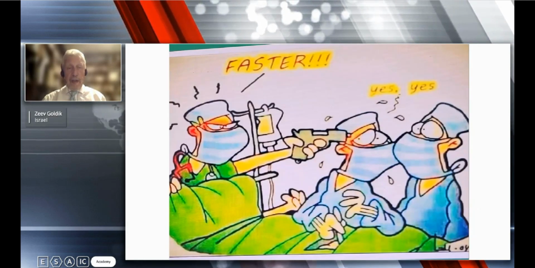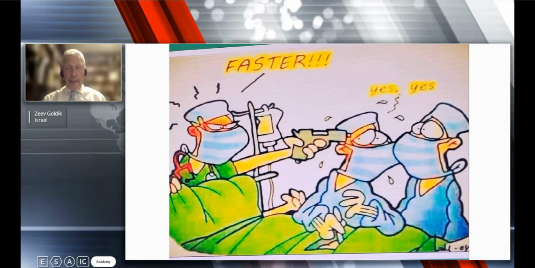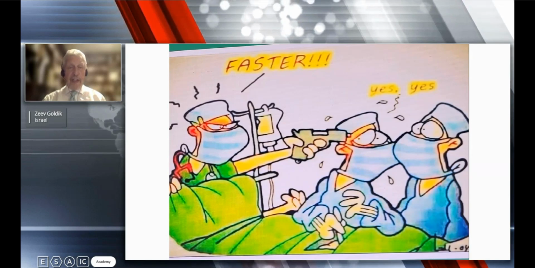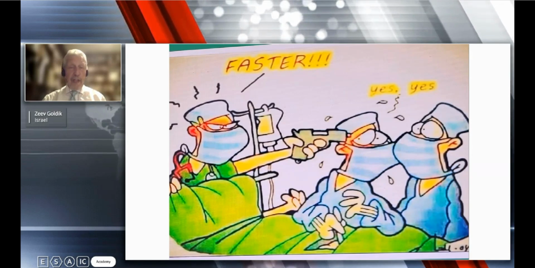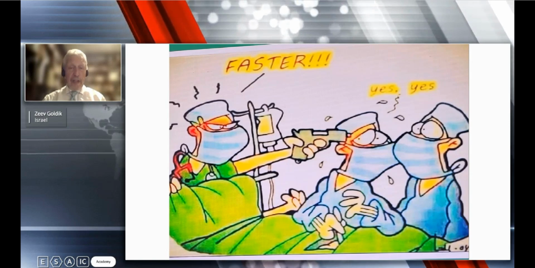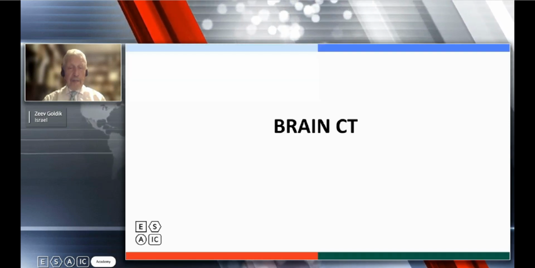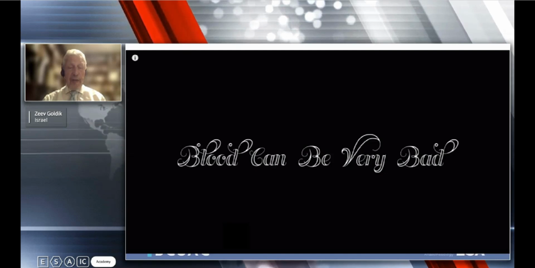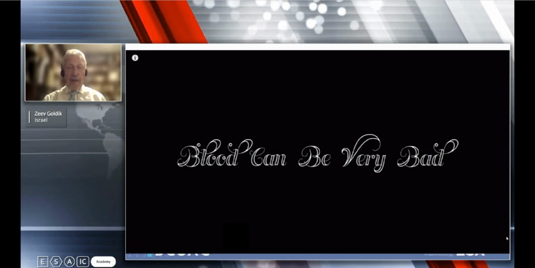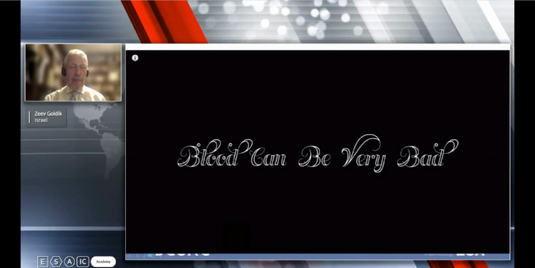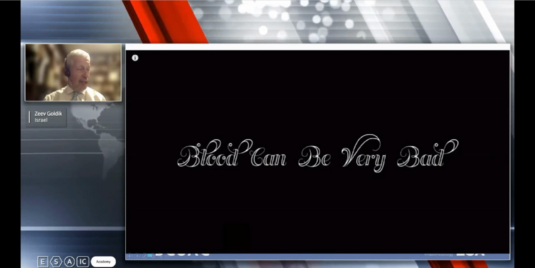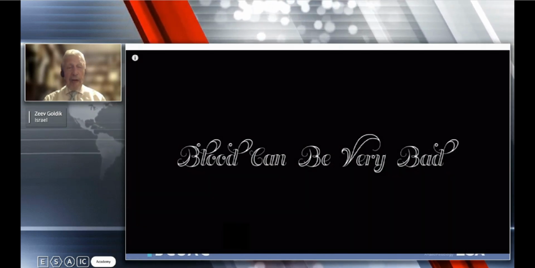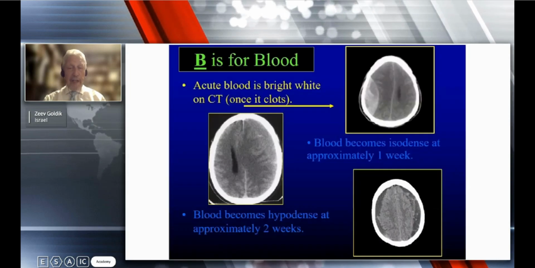Well, we have to go a little bit faster, coming to the last point we are going to talk about now, which is the brain CT interpretation. For this, I also have a mnemonic, which is blood can be very bad. Remember this mnemonic? Blood can be very bad.